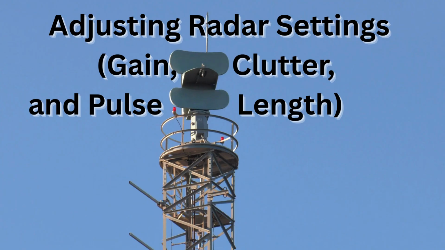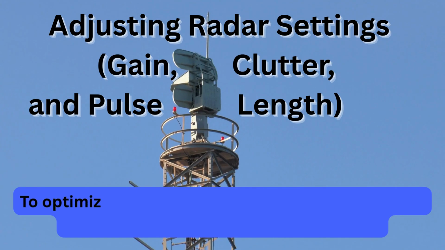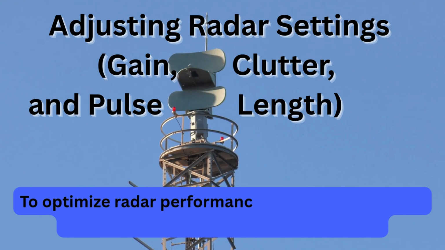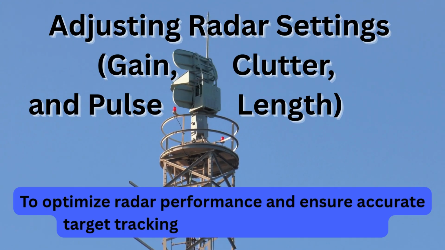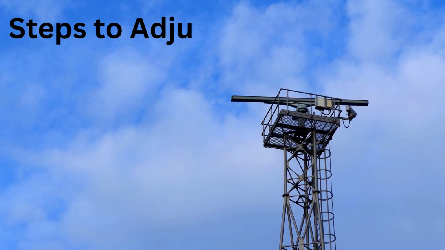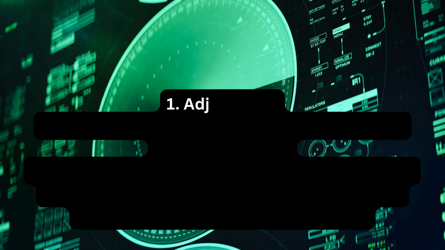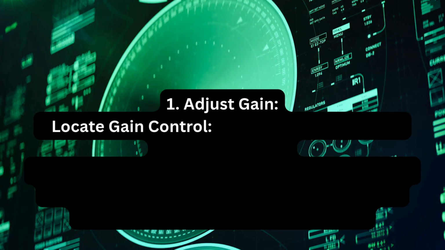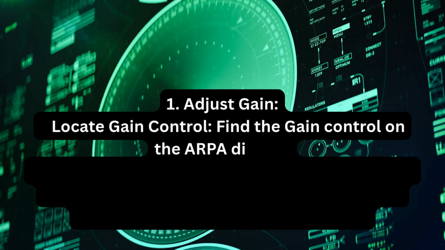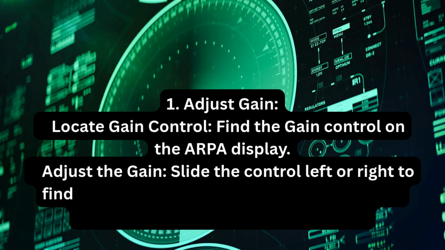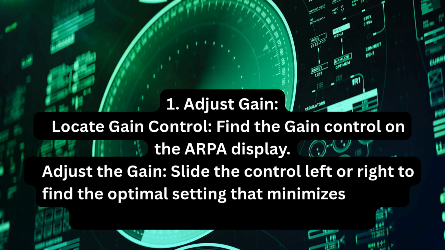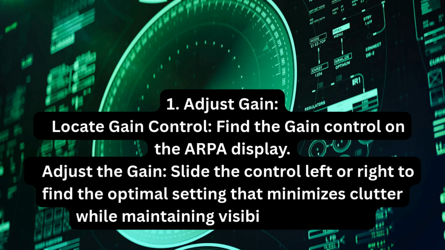Adjusting radar settings: gain, clutter, and pulse length. To optimize radar performance and ensure accurate target tracking, adjust the radar settings. Steps to adjust radar settings. 1. Adjust gain. Locate gain control. Find the gain control on the ARPA display. Adjust the gain. Slide the control left or right to find the optimal setting that minimizes clutter while maintaining visibility of targets.